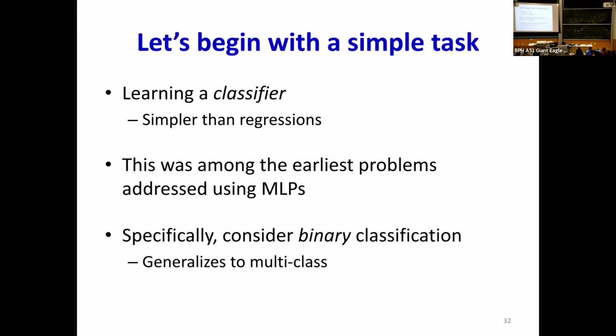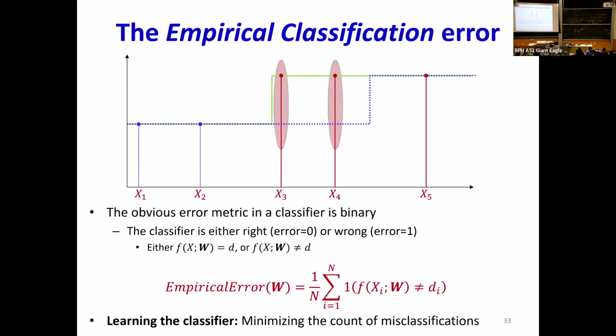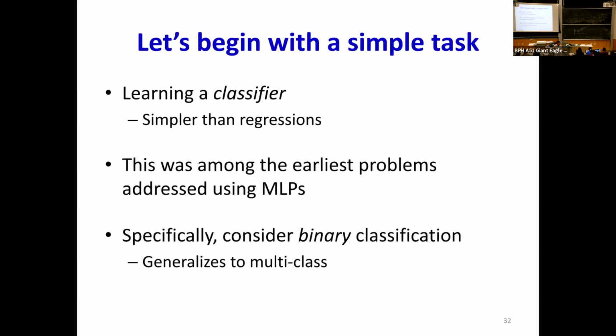So let's begin with a simple task. We're going to try to learn a classifier, which is simpler than learning regressions. This was amongst the earliest problems addressed using MLPs. And so that's what we will consider. Specifically, we're going to consider binary classification, but this generalizes to multi-class classification. Now, in binary classification, what is the desired output of the network? It's either 0 or 1. You have only two classes, 0 and 1.